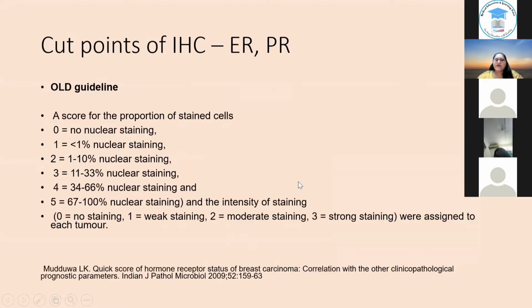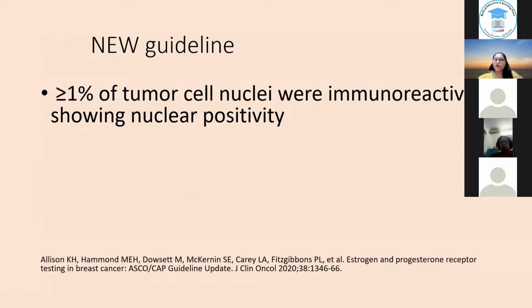So what is the cutoff for IHC for ER and PR? This is basically for the postgraduates because there are different cutoffs which keep on changing. So there was an old guideline of 2009 that 1 was less than 1% nuclear staining and 5 was 67 to 100% of cells showing the nuclear positivity. So it ranged from 0 to 3 and then according to the staining and weak staining. But with time, the new guidelines came up. And now what everyone is following universally is the tumor cells which show more than 1% of nuclear positivity is considered as positive in both ER and PR. This is according to the 2020.